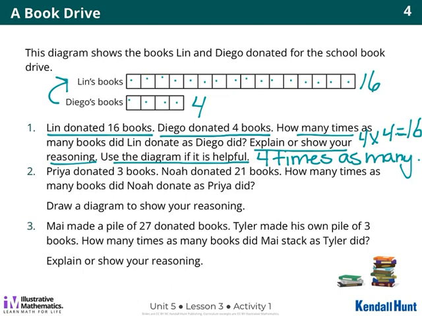Okay, look at number 2. Priya donated 3 books. Noah donated 21 books. How many times as many books did Noah donate as Priya did? Draw a diagram to show your reasoning, if you want. No, it says to draw it.